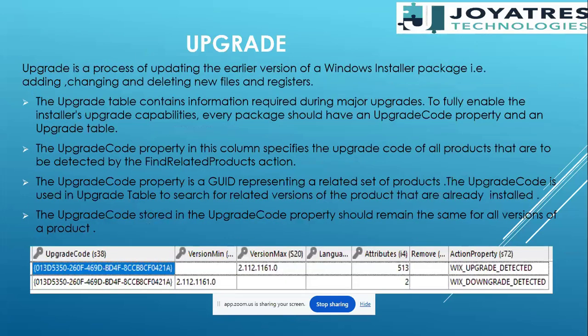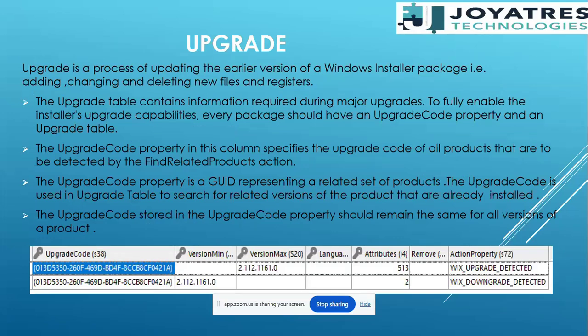The upgrade code property is a GUID representing the same as our component. It is a globally unique identifier representing a related set of products. So with this upgrade code, we will come to know, okay, this is an upgrade code for Power BI Desktop. The upgrade code is used in the upgrade table to search for related versions of the products that are already installed.